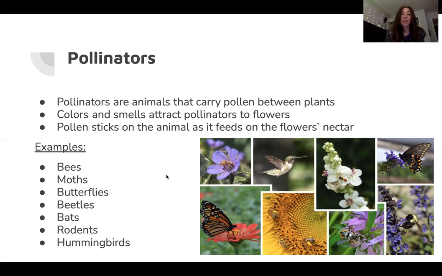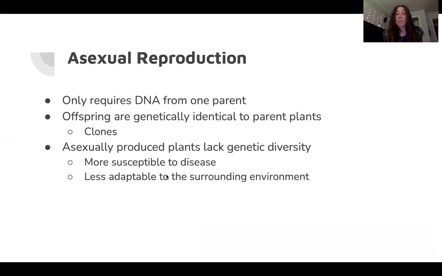So the other type of reproduction in plants is asexual reproduction. This only requires DNA from one parent. Therefore, the offspring of asexually reproduced plants are genetically identical to their parent plants, or they're basically clones. And these asexually produced plants lack any genetic diversity because they're the exact same as their parent plant. So they're more susceptible to disease, less adaptable to the surrounding environment, things like that.